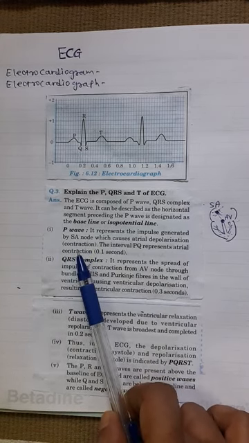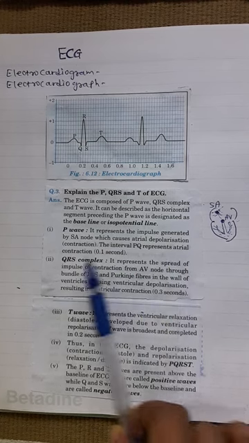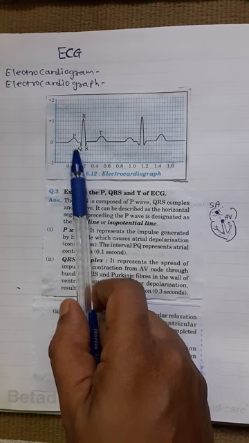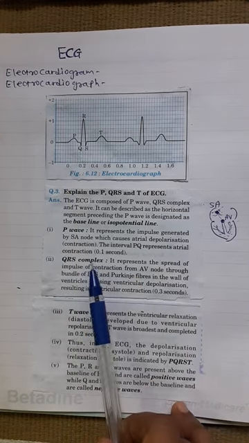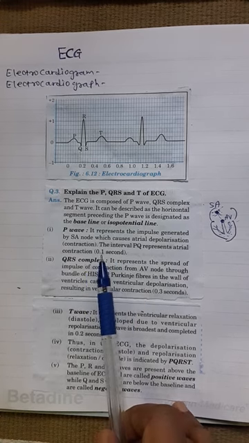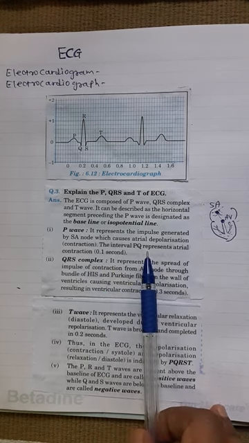That is atrial depolarization. The interval PQ represents atrial contraction. This interval PQ is nothing but the interval of atrial contraction and it is about 0.1 second. So during 0.1 second, this atrial contraction completes.